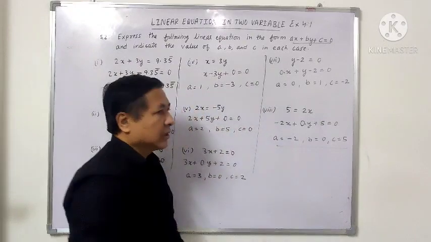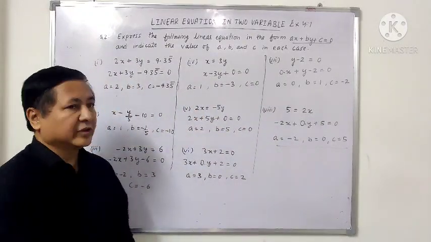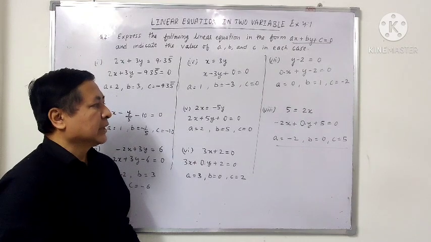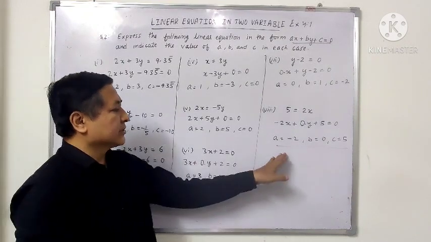So this is how we can find the values of a, b and c, where a, b, c are real numbers, and they are expressed in this form.